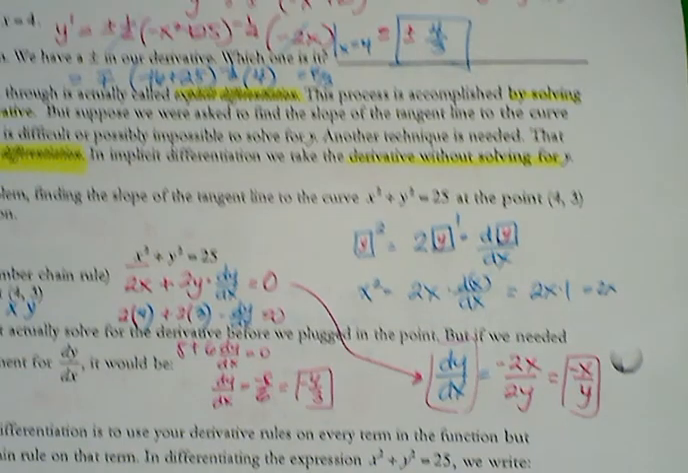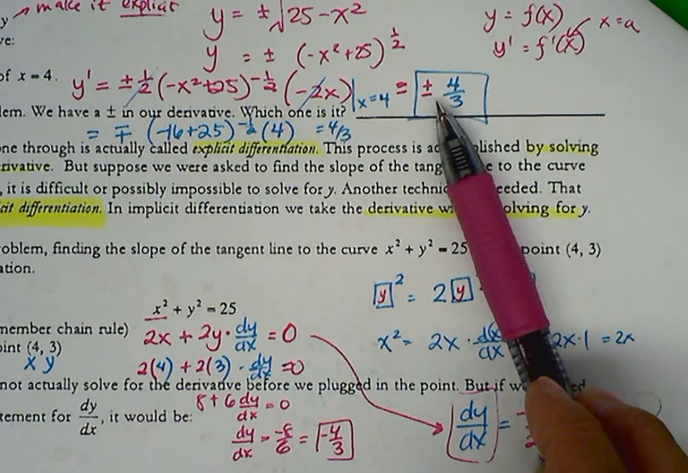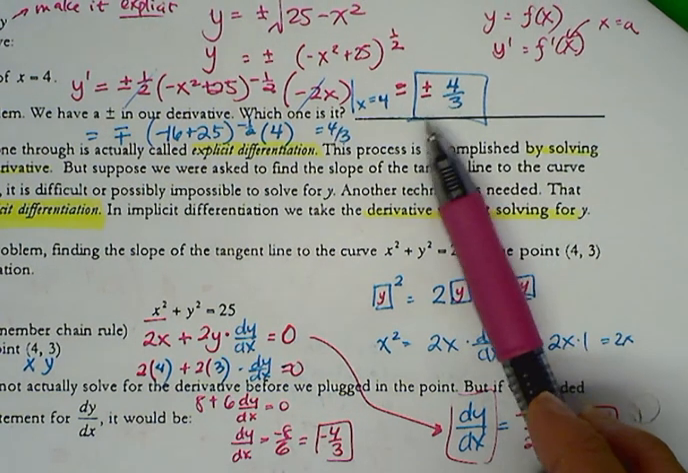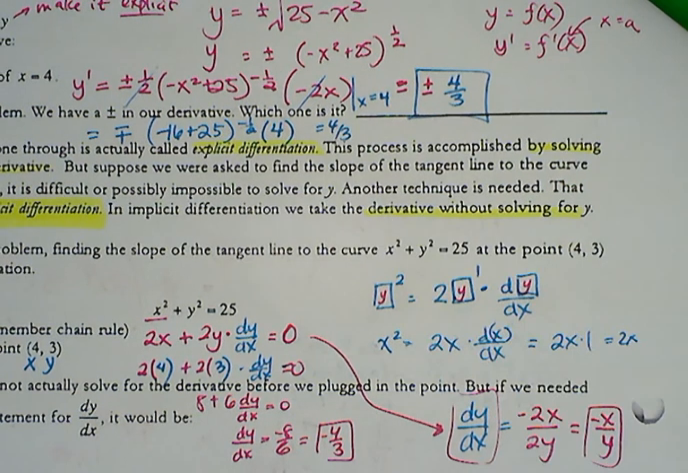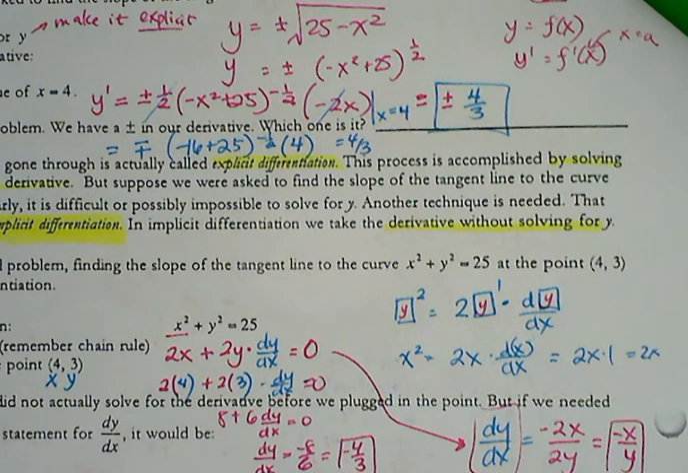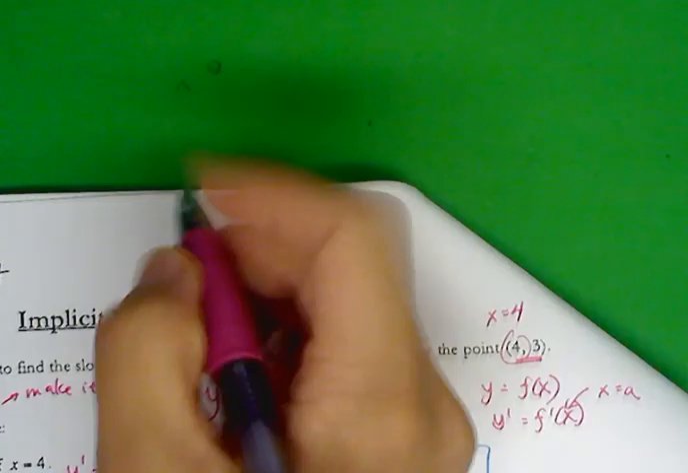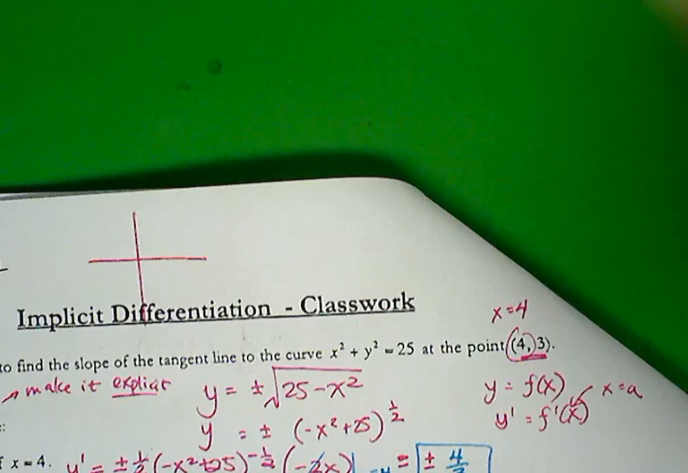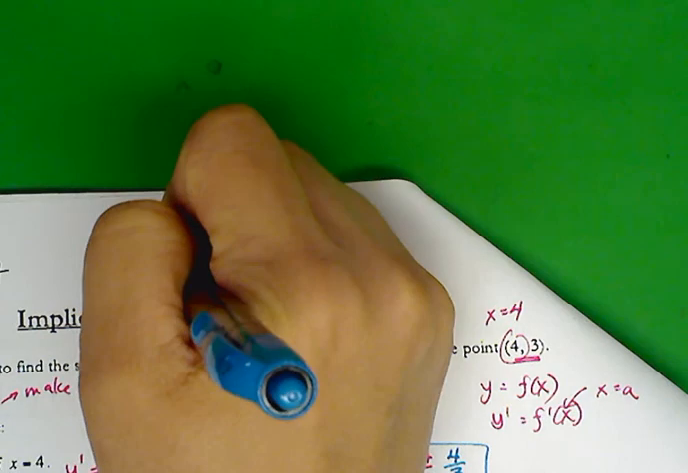Why did doing it this way give us two answers? Because at a certain point you can't have two tangents, right? One going positive, one going negative. Let's think graphically. What is this? You guys identified it. That one is a circle centered about the origin with a radius of 5, right?